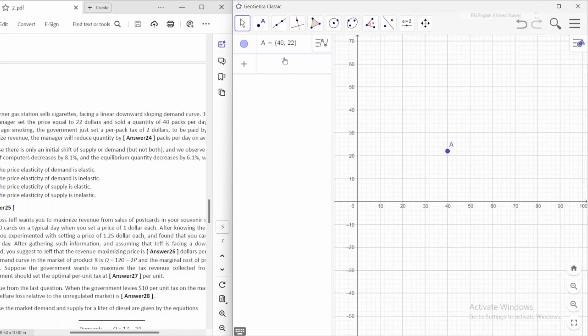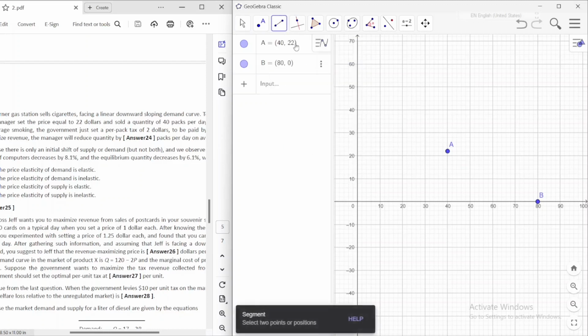Now you need one more point in order to draw the demand curve. So the next point could be 80, 0, right? Since A is the midpoint, B should be double the x coordinate of A, right? So let's draw the demand curve.